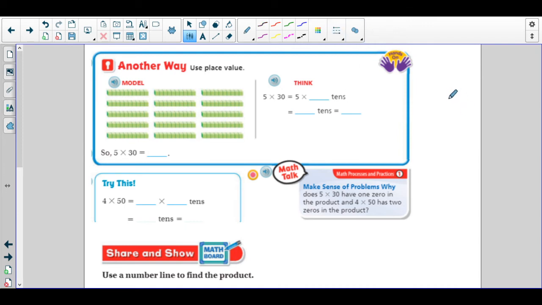Another way is to use place value. So 5 times 30 is equal to 5 times 3 groups of 10. And this is like what I was saying on the other example back here.